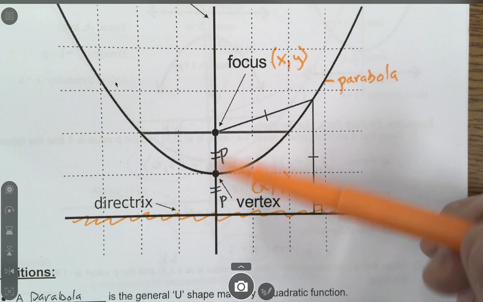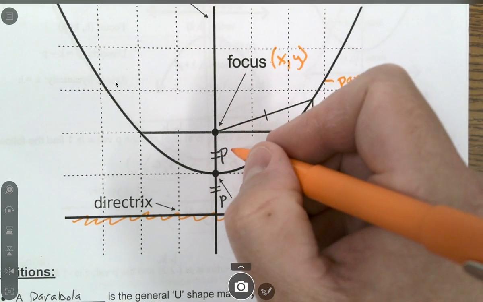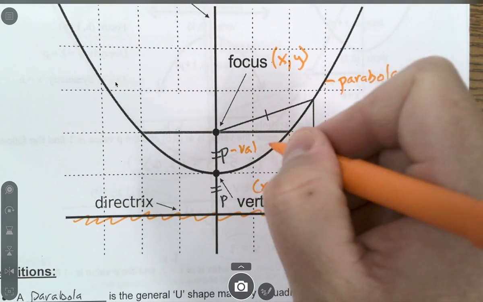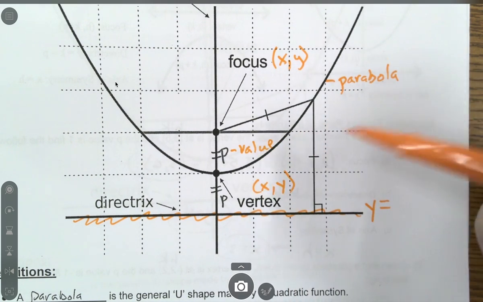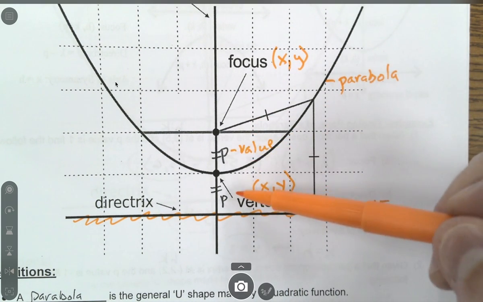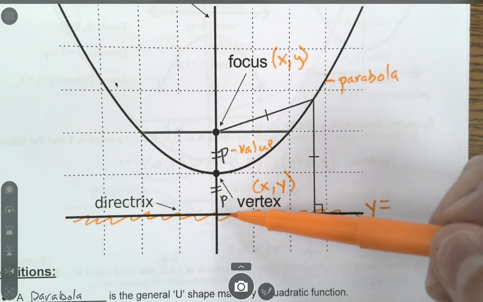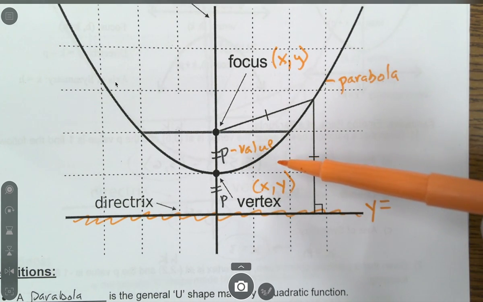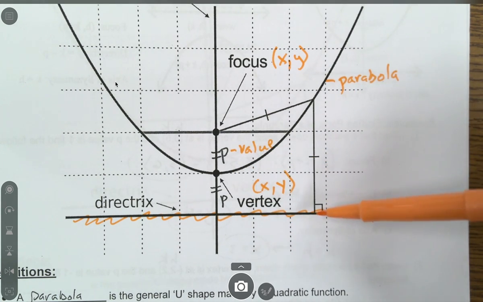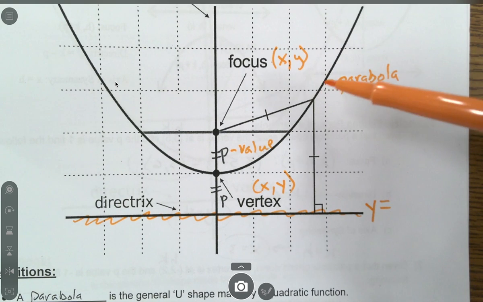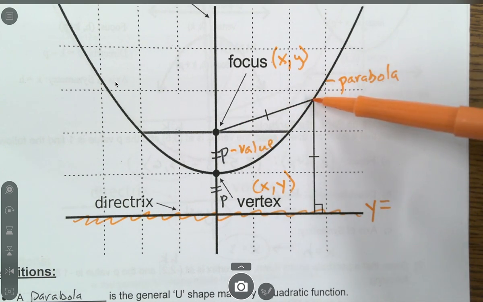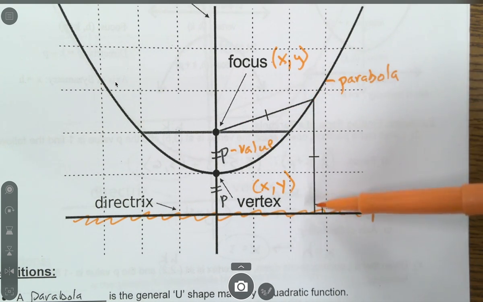We call that spacing, by the way, the p-value. So the p-value is the distance between the vertex and the focus, and that distance is the same between the focus and the directrix as well. So what's special about a focus and a directrix? If you were to take a perpendicular line from the directrix and hit the parabola, the distance to the focus is going to be the same as the distance to the directrix.